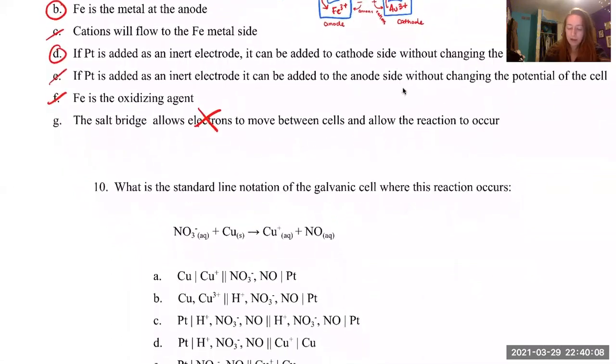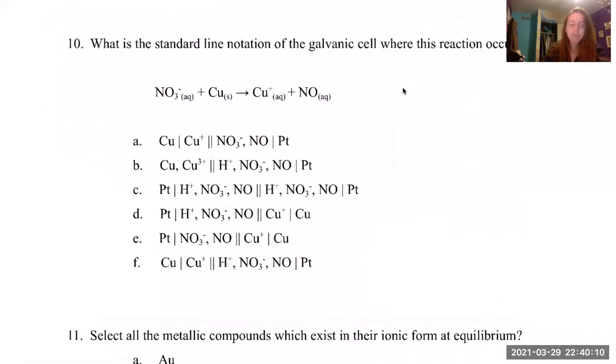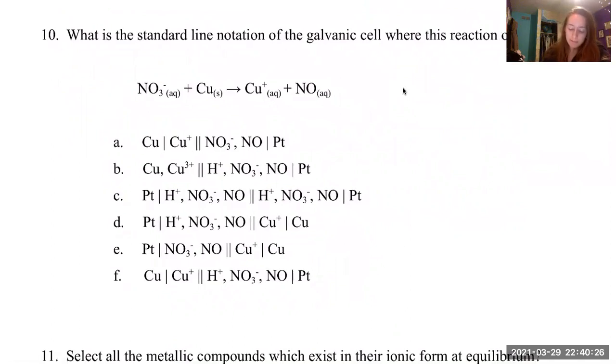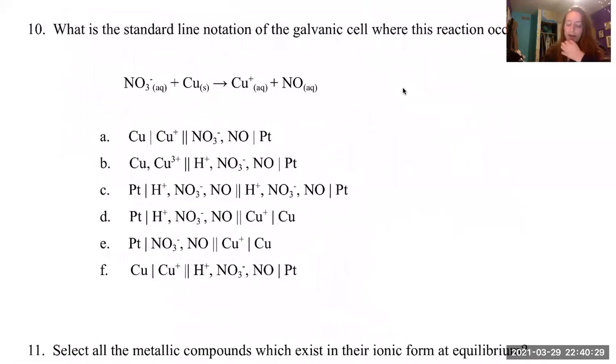Okay. Number 10 is saying, what is the standard line notation for the galvanic cell where this reaction occurs? Okay, let's break this down. The first thing I'm going to do is take these apart into half reactions and break down what's going on. So we're going to have Cu turns into Cu plus. All we need to do is add 1 electron, and that's finished. The other half reaction is not so easy.